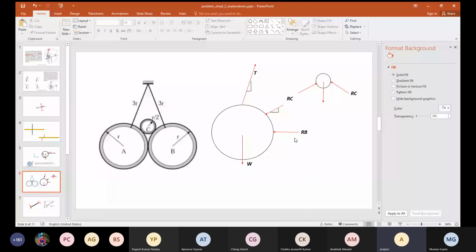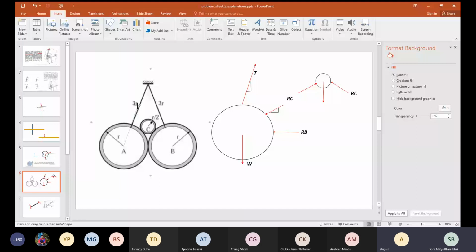It's coming 0.811 times W. How much is the answer given? Exact 0.8, it is not matching, sir. There is some error. Maybe they rounded it off to one place of decimal.